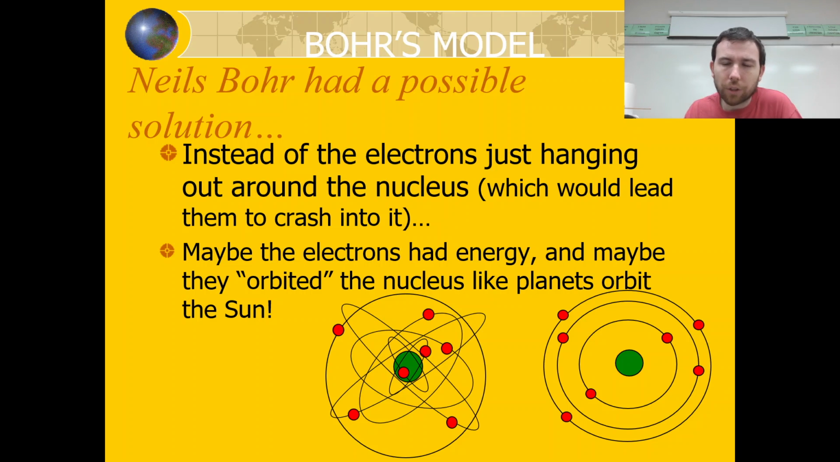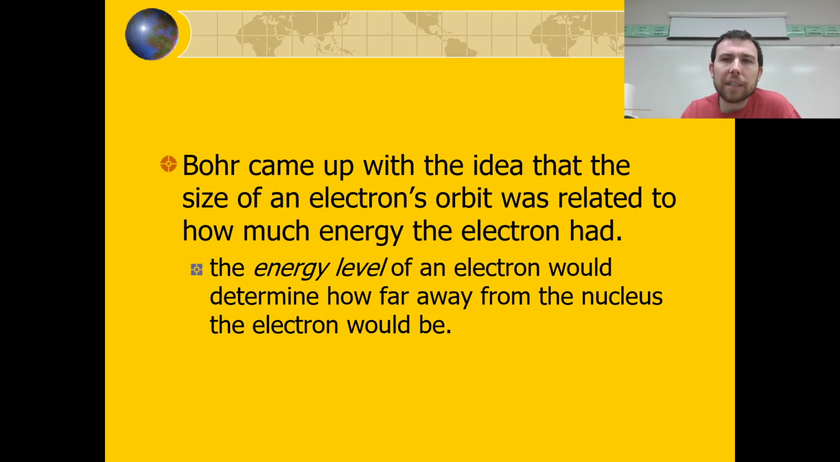So there's your Bohr model of the atom, where you've got a certain number of electrons in certain places in different orbits and different energies. So Bohr came up with the idea that the size of an electron's orbit was related to how much energy the electron had. So that's just to say, if it's farther away from the nucleus, it has higher energy. If it's closer to the nucleus, it's going to be lower in energy. So the energy level of an electron would determine how far away from the nucleus the electron would be. Electrons that are close to the nucleus are going to have relatively low energy. Electrons that are farther away from the nucleus are going to have relatively high energies.